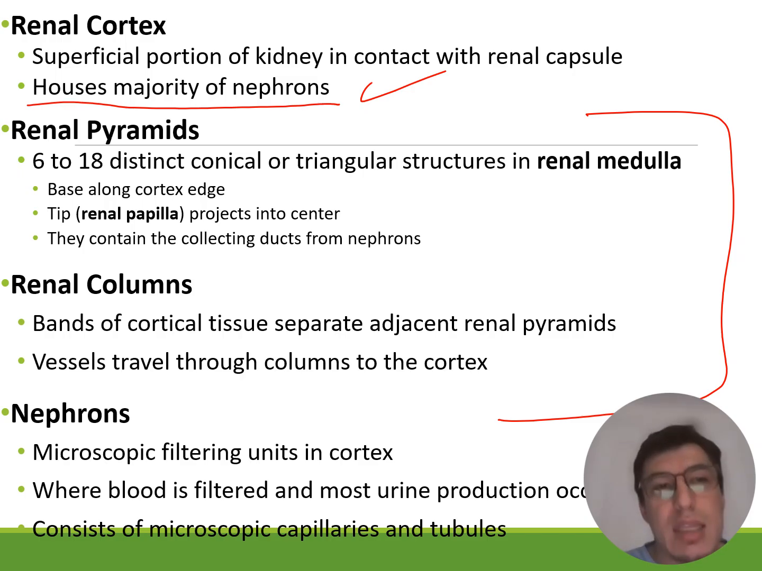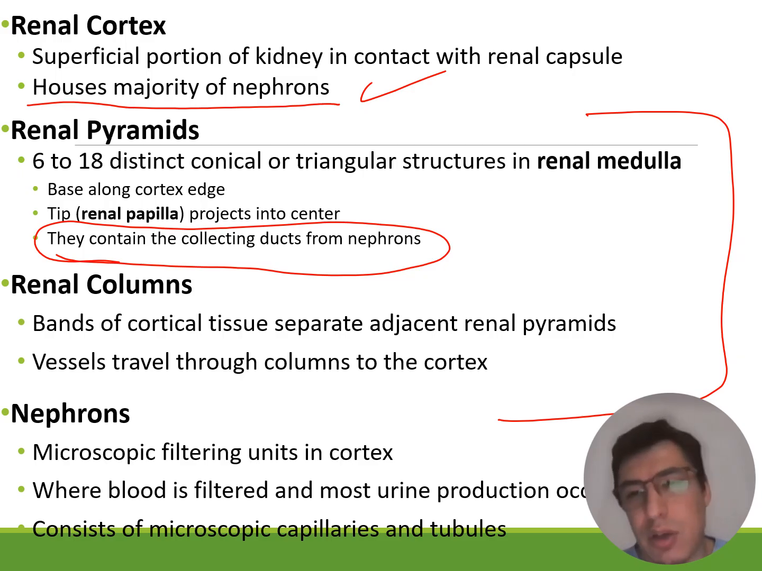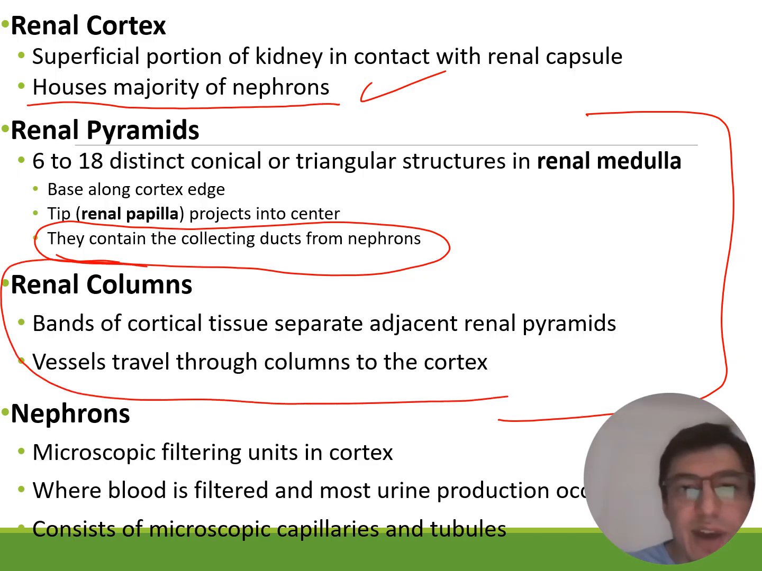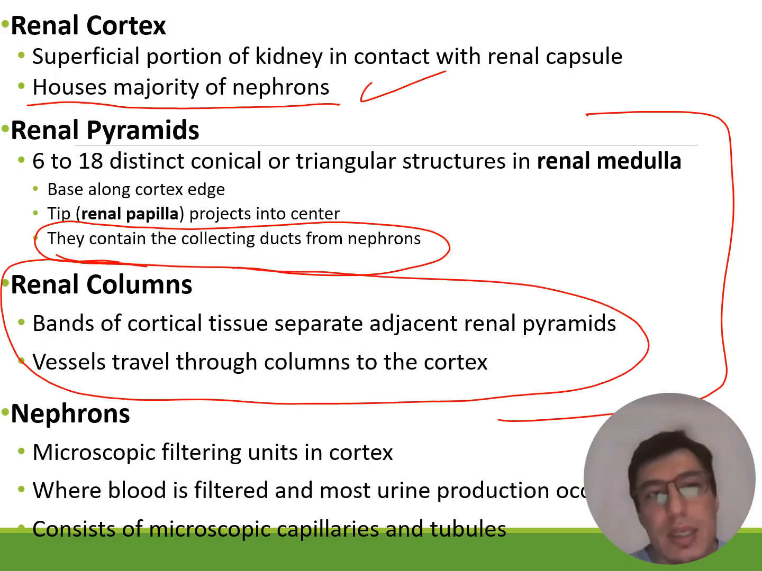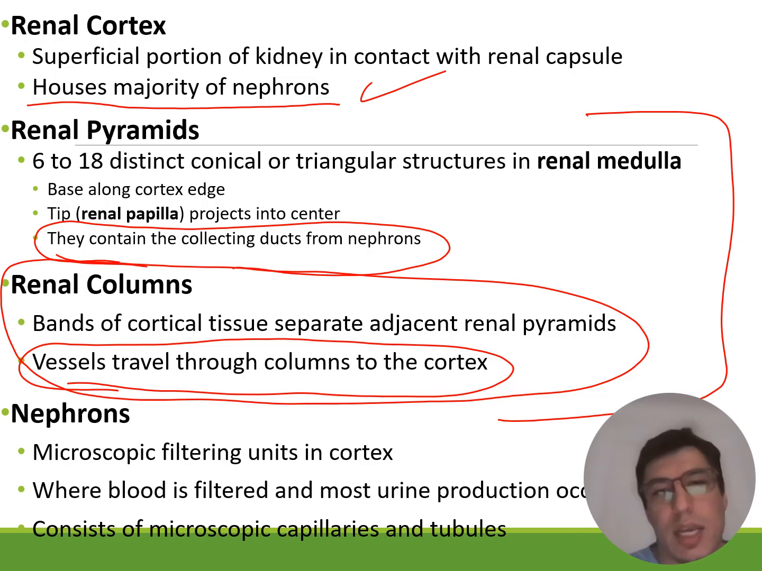What is within the renal pyramids? We have collecting ducts that project from the nephrons. So as we are filtrating the blood through the nephrons in the renal cortex, there will be components or tubules that come down, and there will be collecting ducts. The renal columns are the dividers of those pyramids. And what is going through them? Well, vessels. Those are the vessels that go in and out of that cortex.